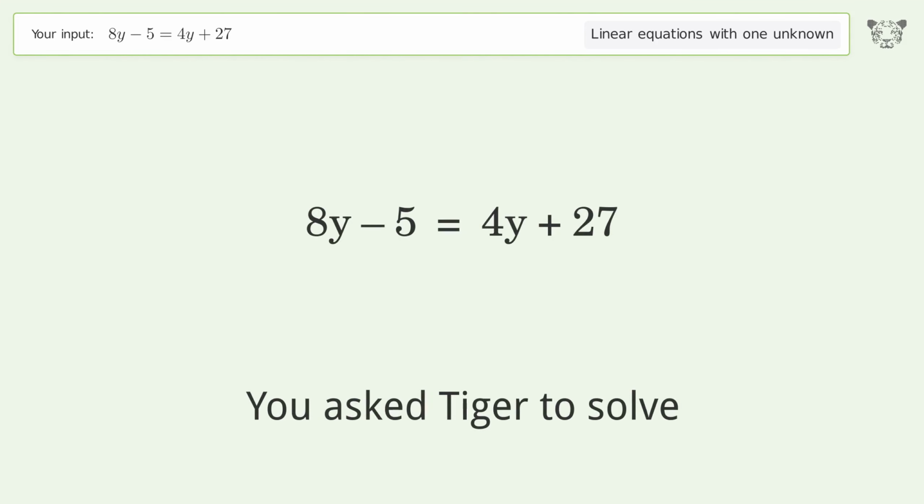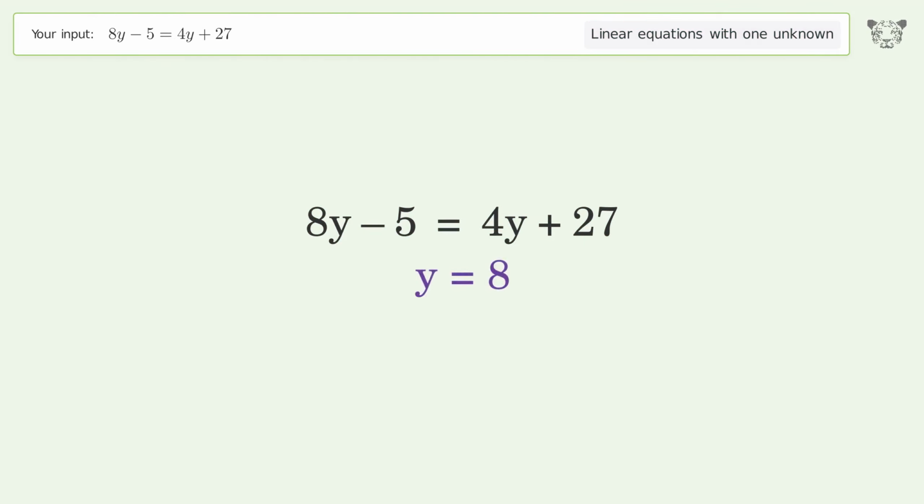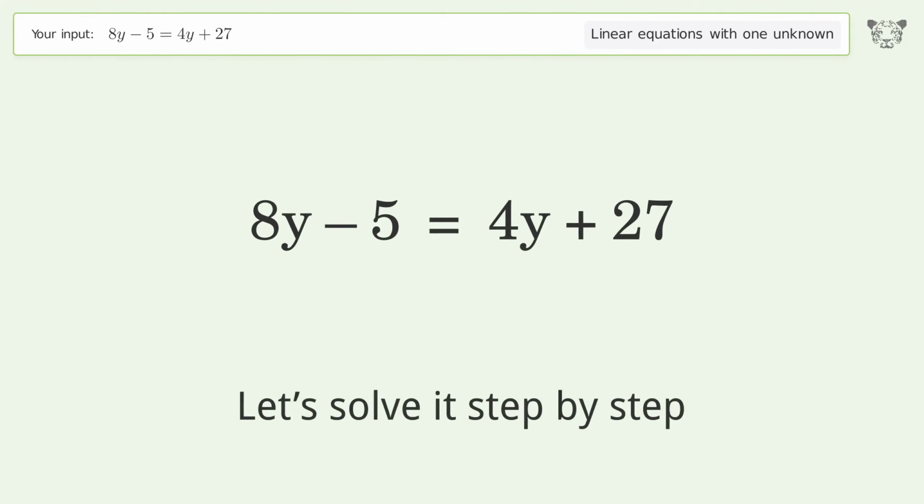You ask Tiger to solve. This deals with linear equations with one unknown. The final result is y equals 8. Let's solve it step by step.